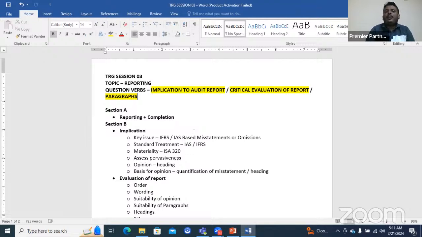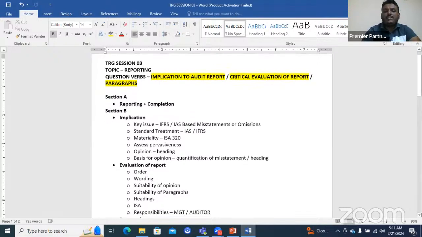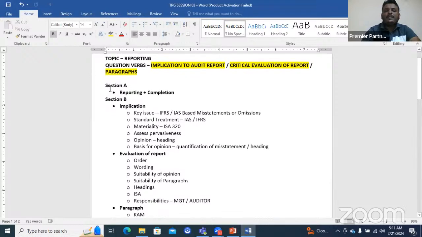Especially, I recommend you all to practice questions like implication to audit report. I can say there is a 90% chance that implication to audit report will be tested in your exams. Now let's look at these examinable questions. In Section A, reporting can be tested along with completion topics.